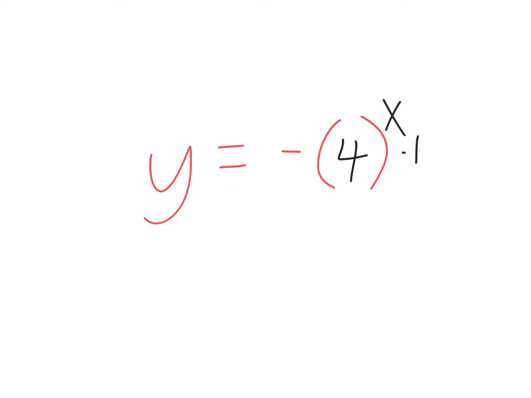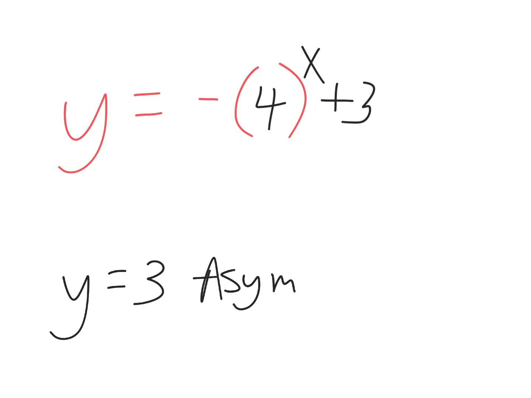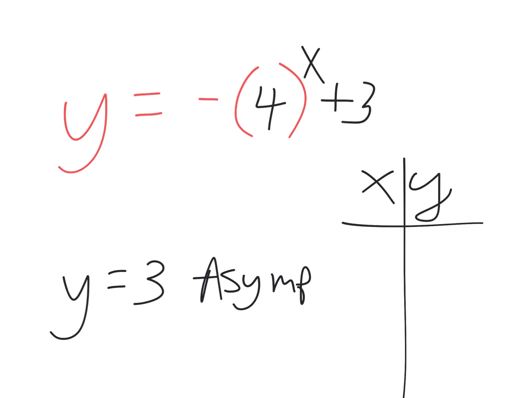So one more like that. Y equals negative, parentheses, nope, I'm wrong. Sorry, not x there. 4 there to the x plus 3. Where's the asymptote? Studansky, where's the asymptote? Yep, y equals 3 is the asymptote. And then you make some dots, and then it'll be easy.